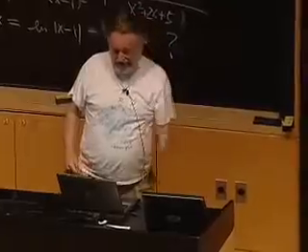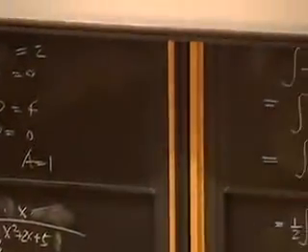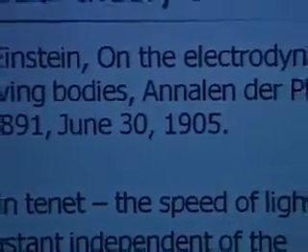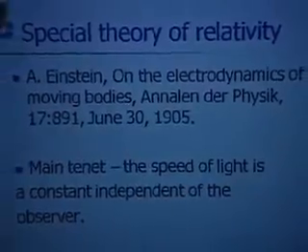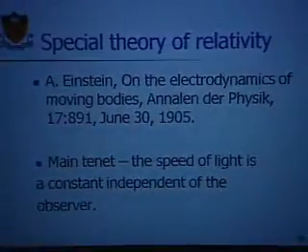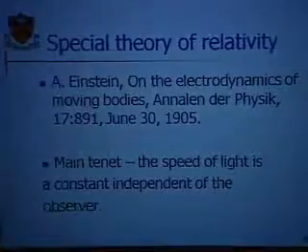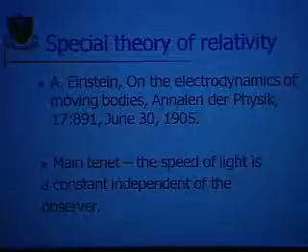So 1905 was Einstein's Annus Mirabilis. He wrote four or five very famous papers in that year, but I think the most famous one is this one, in which he showed that it was consistent for the speed of light to be a constant independent of the observer.